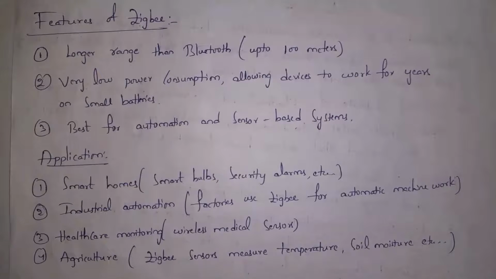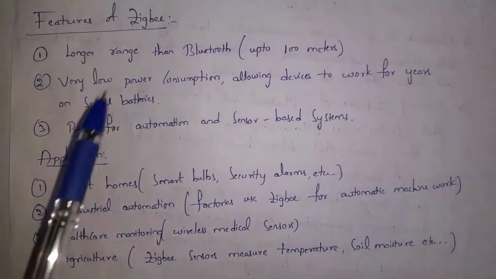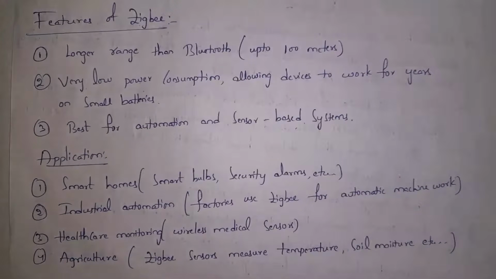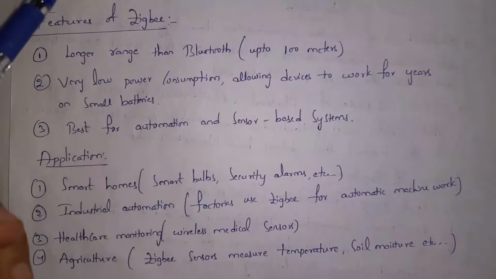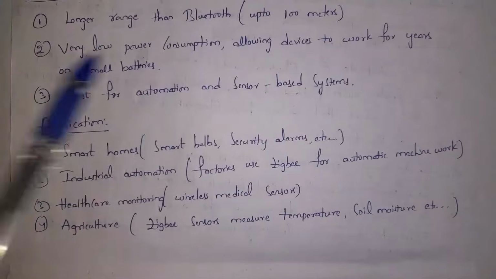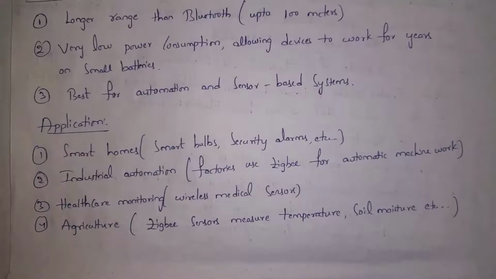Whereas if you consider Bluetooth, Bluetooth is used only for shorter range communication, that is only 10 meters away. And whereas if you consider Zigbee, Zigbee is used in longer range communications, that is up to 100 meters away. Zigbee devices work for many years because they consume less power. And we use Zigbee technology in automation and as well as sensor based systems. These are applications of Zigbee, and the first one is smart homes.